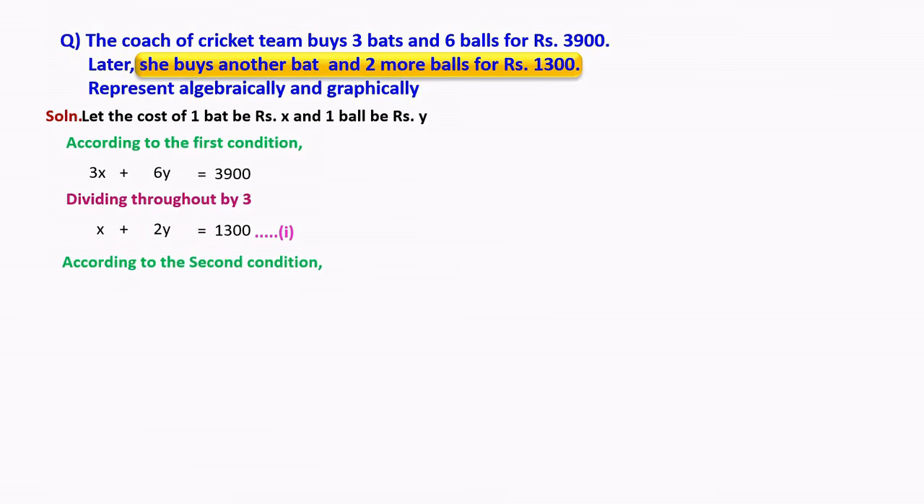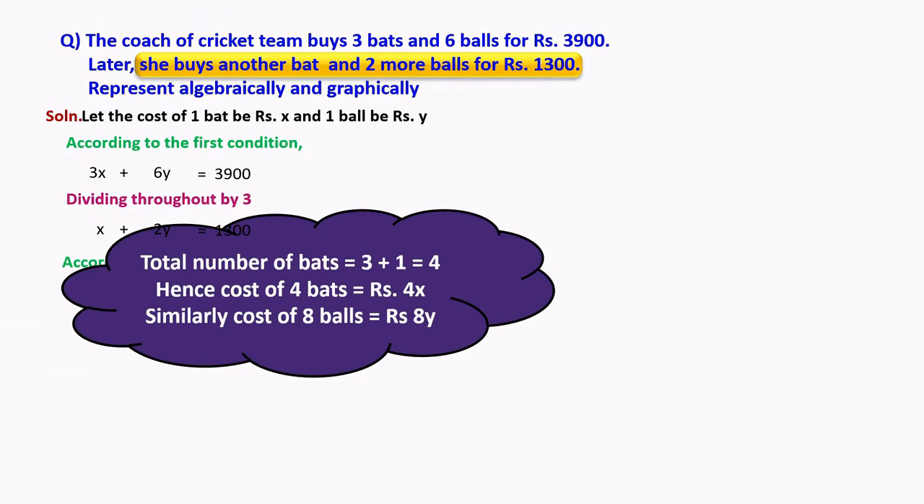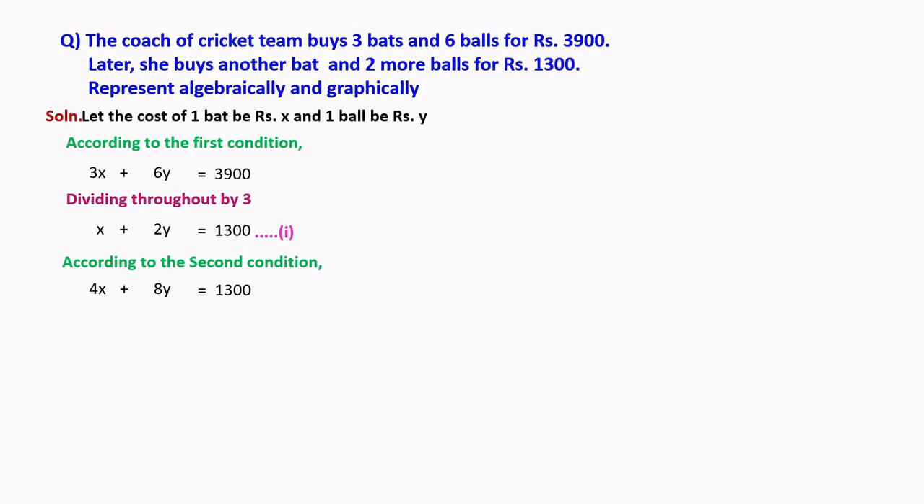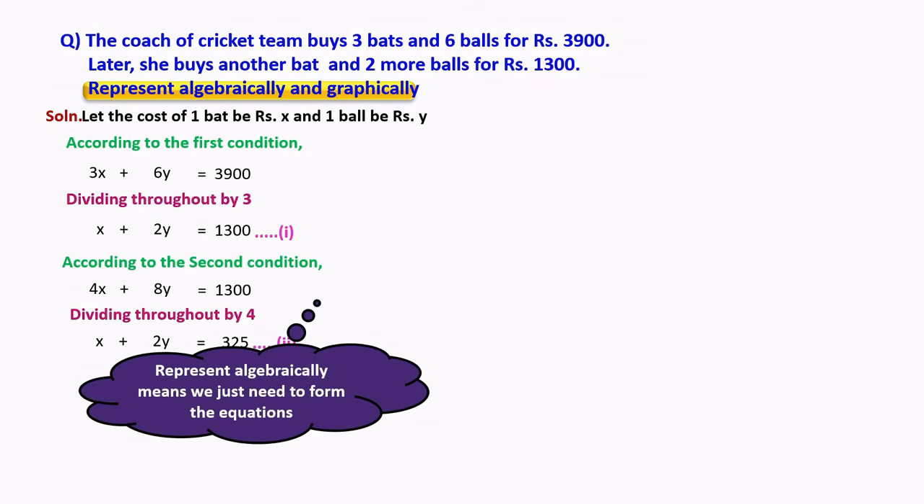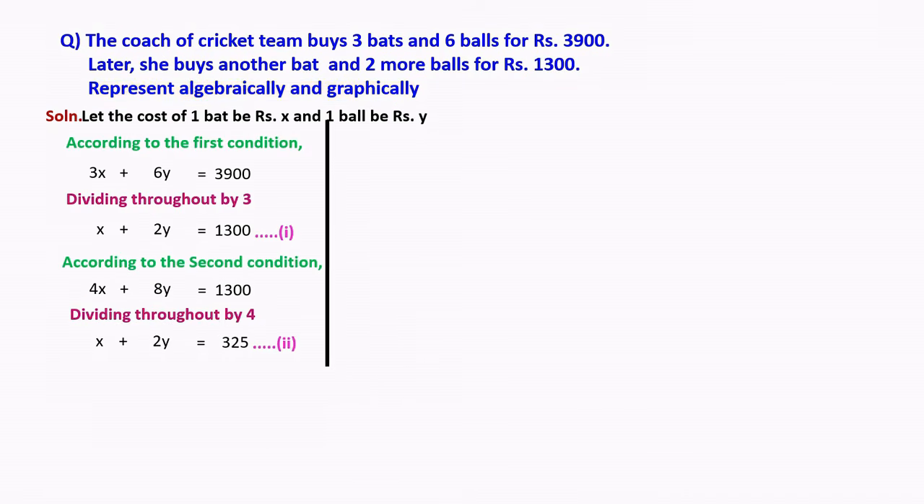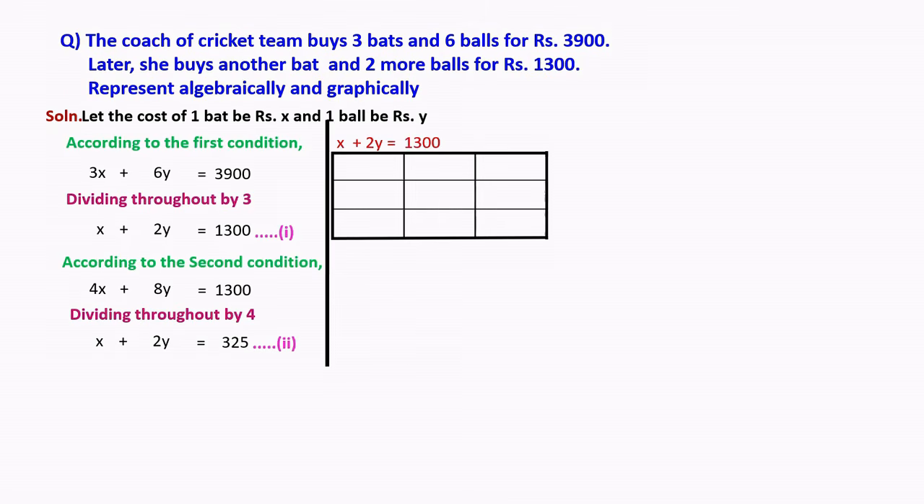Now, according to the second condition, total number of bats becomes 4, so cost is 4X. Total number of balls becomes 8, so cost is 8Y. So we write 4X plus 8Y equals 1300. Dividing throughout by 4, we get X plus 2Y equals 325. This is equation 2. No need to solve the equations, as we only need to represent them algebraically and graphically. Algebraically, the equations are X plus 2Y equals 1300 and X plus 2Y equals 325.